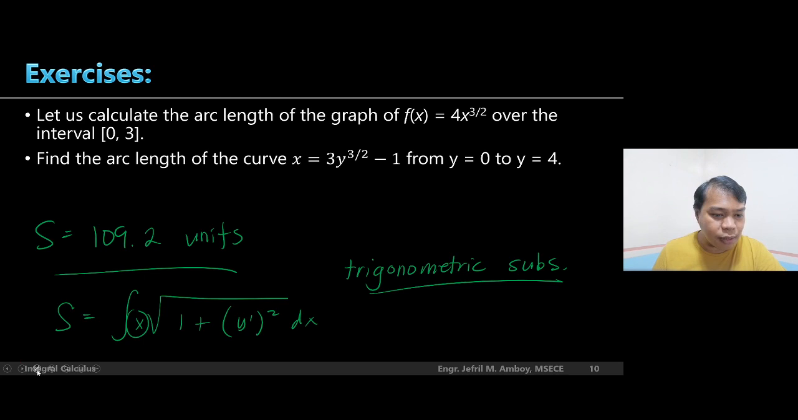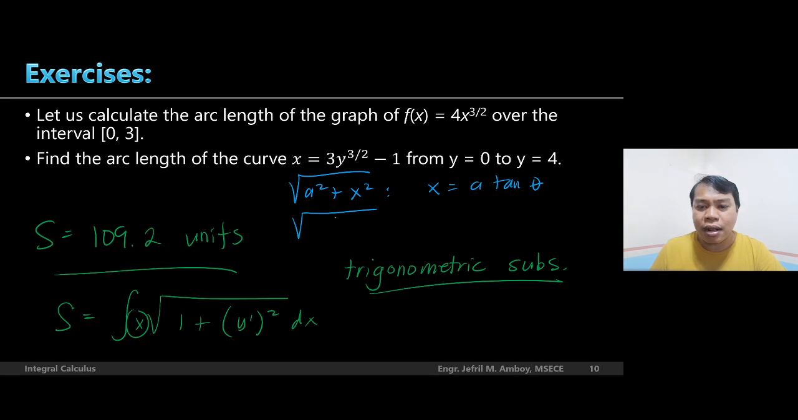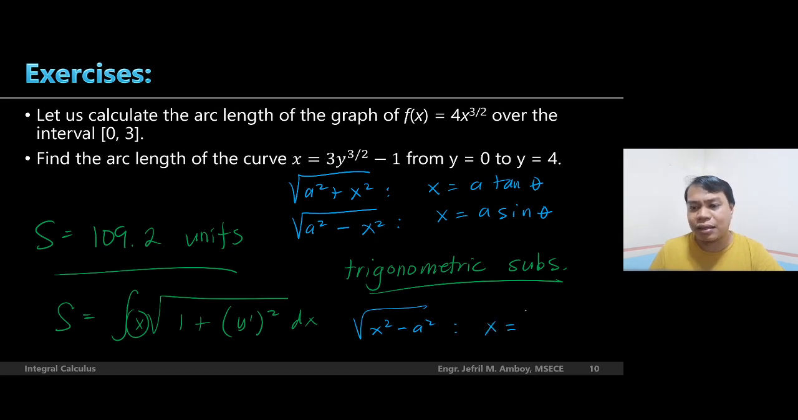So, ano ba yung trigonometric substitution na yun? Kapag may nakita ka dito na ganitong expression, square root of a squared plus x squared, ang gagamitin mo, x is equal to a tangent theta. Kapag meron namang a squared minus x squared na term, yung x ay ginagawang a sine of theta. At kapag may nakita ka, yung last one, square root of x squared minus a squared, ang ginagawa nating representation is x equals a secant of theta.